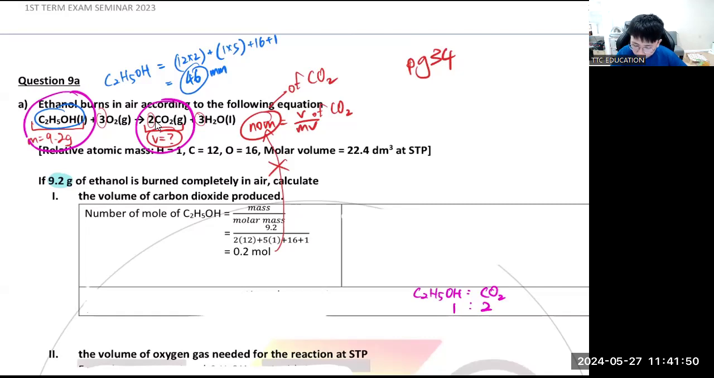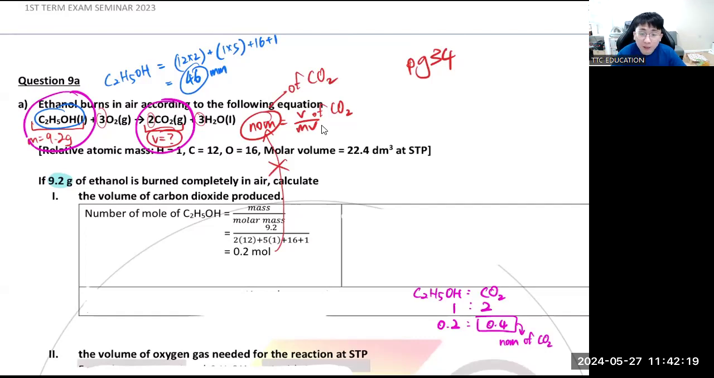So according to the ratio, if my ethanol is 0.2, then what is the number of mole of my CO2? You follow the ratio. So 1 to 2, then 0.2 will get you 0.4. Then only with this 0.4, that is the number of mole of CO2, can you use it in volume over molar volume.